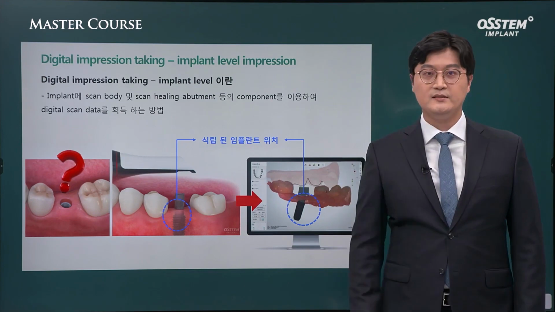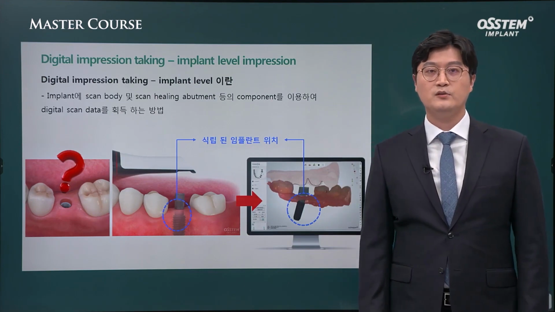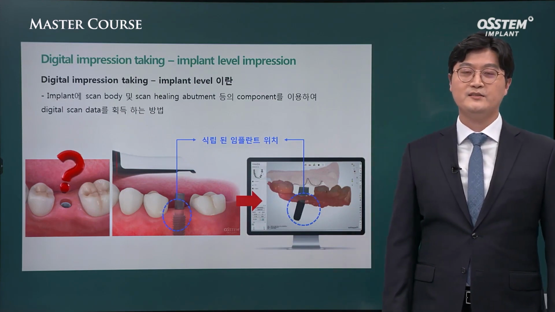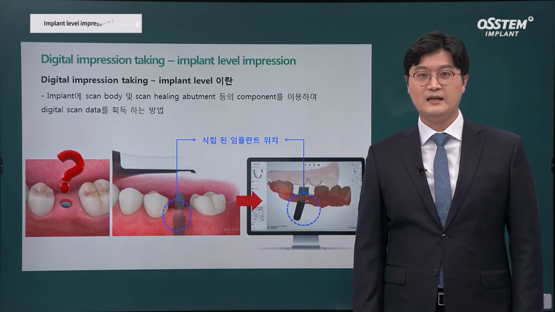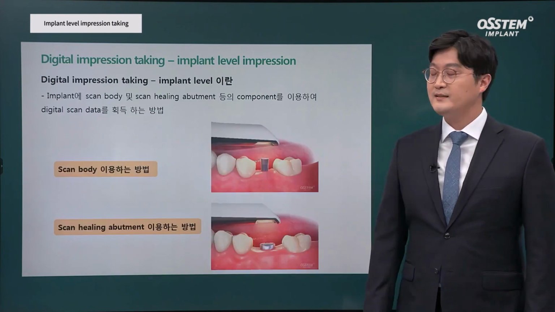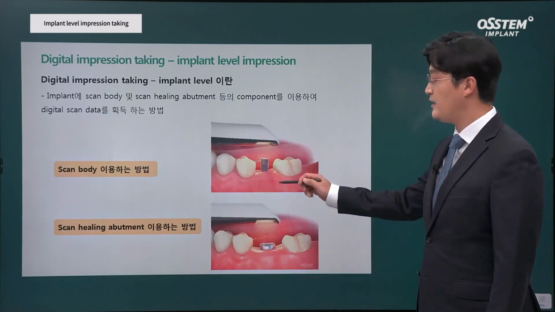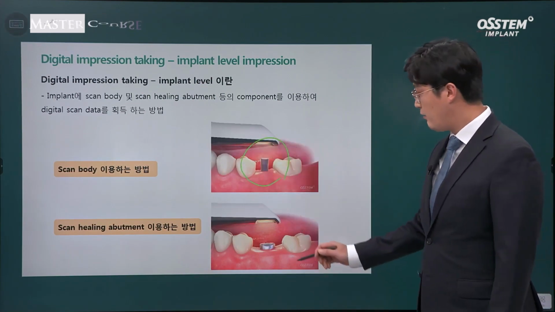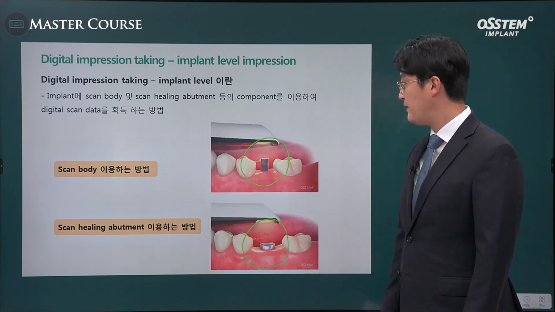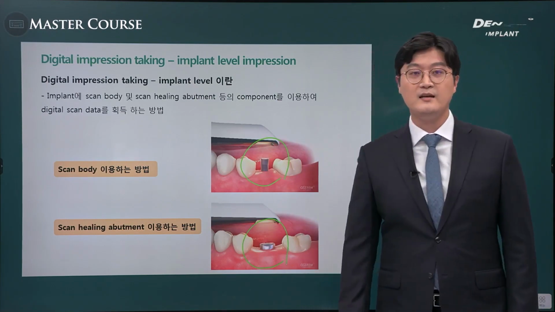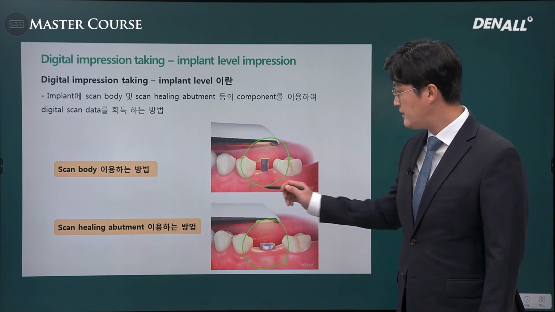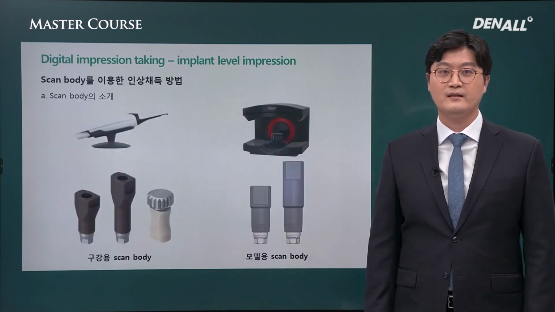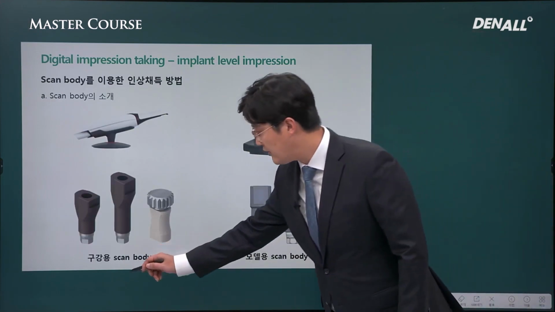Digital impression. Digital impression also has an abutment level and implant level impression taking. For digital impression taking at the implant level, scan bodies are required. There are two types of scan bodies provided by Austin. One is the normal oral scan body, and the other one is the scan healing abutment, combining a healing abutment and an oral scan body. These two can be used for digital impression taking.